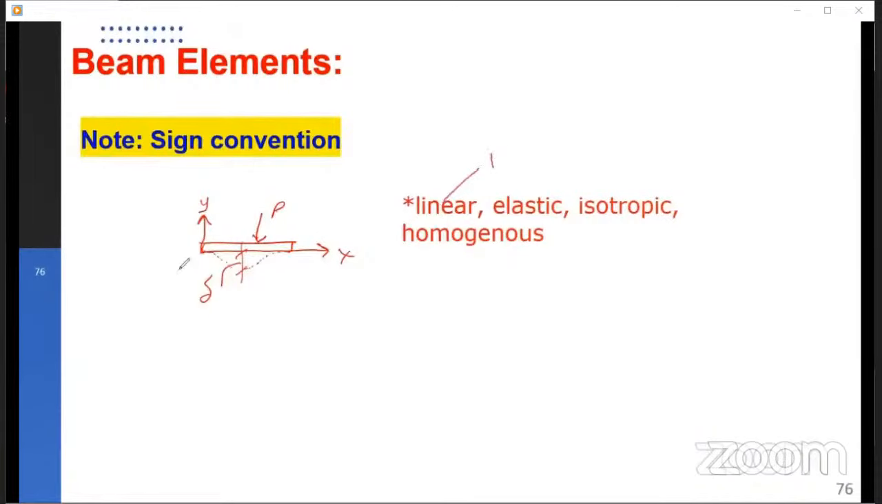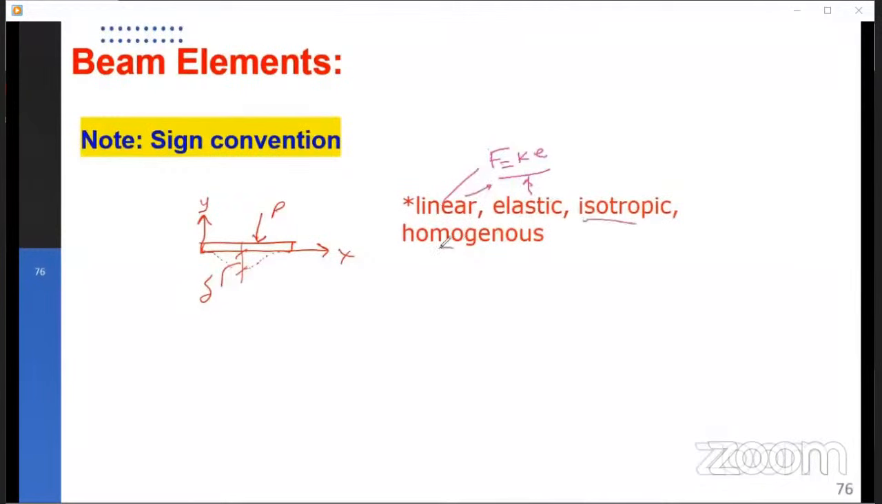A material that we are dealing with in finite element analysis has to obey this, otherwise you might not be able to derive the equation. Our equilibrium equation is based on this fundamental equation, Hooke's law. So it's for linear elastic material. Then elastic, of course, this is what we are talking about.